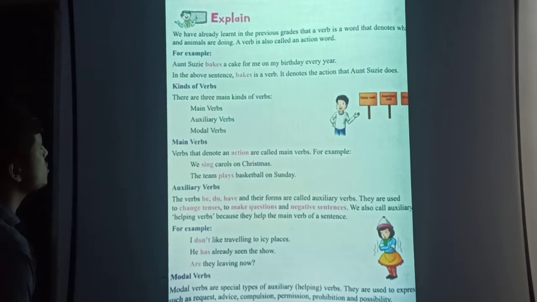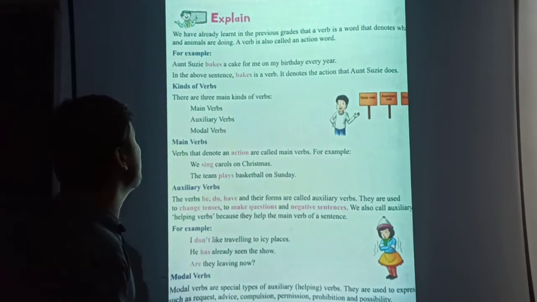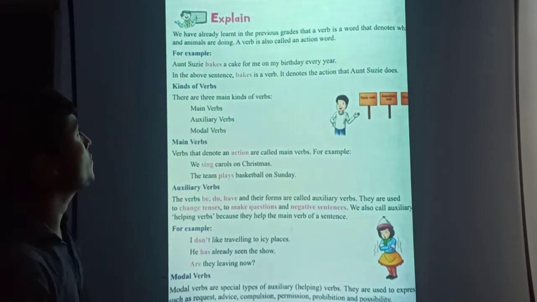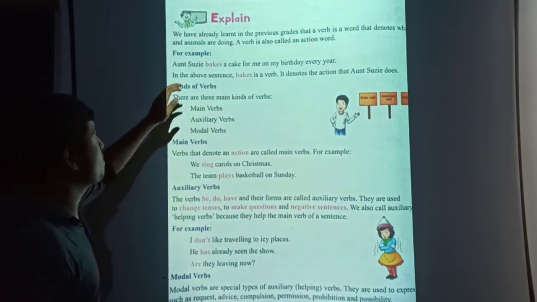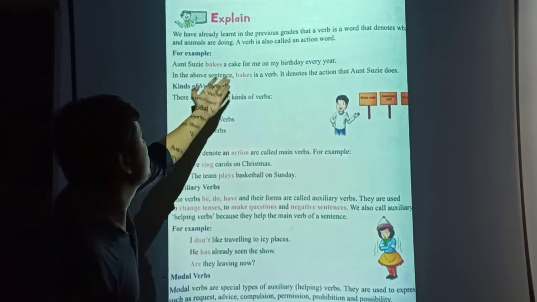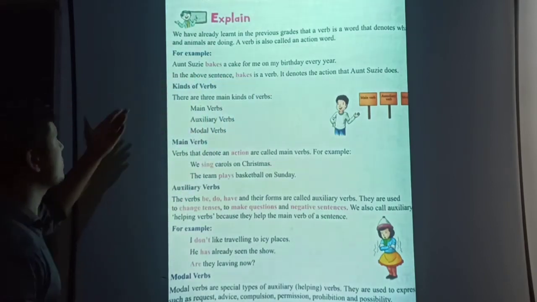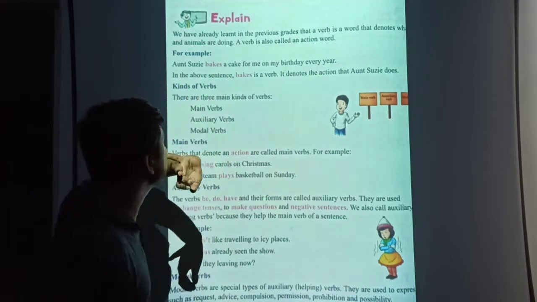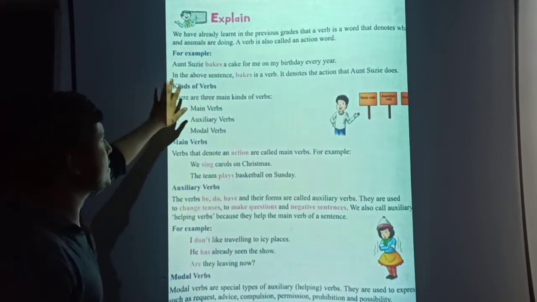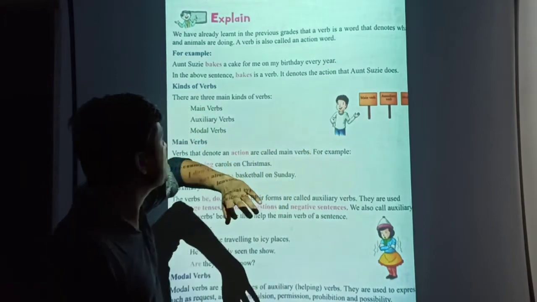For example, Aunt Susie bakes a cake for me on my birthday every year. Now, she bakes a cake for a boy every year. This is a word which is showing action in a sentence. In the above sentence, bakes is a verb; it denotes the action that Aunt Susie does.